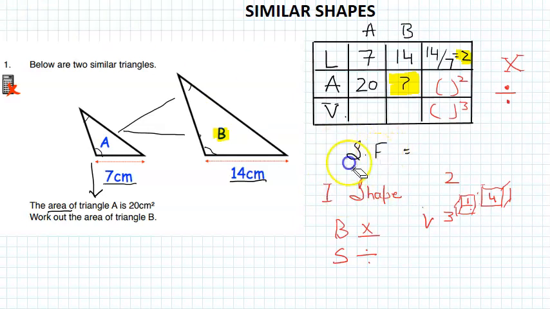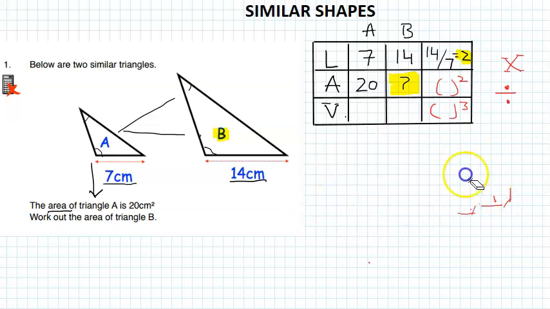So let's do this question. What we have to find is the area of the bigger triangle. The lengths of the smaller and bigger are given, and the area of this triangle A is given as 20. So this is going to be bigger, and bigger means you have to multiply. Our scaling factor is 2, which we got by dividing 14 by 7.